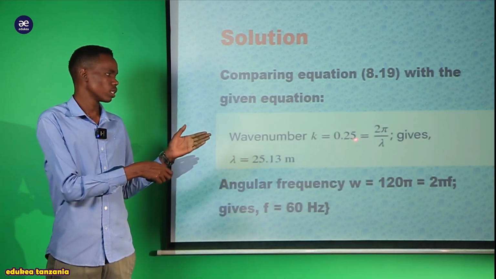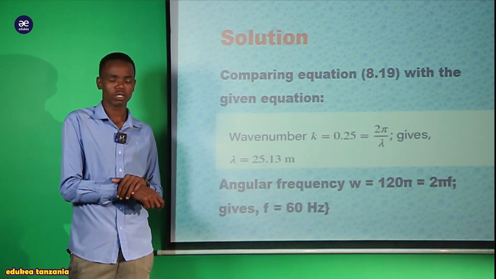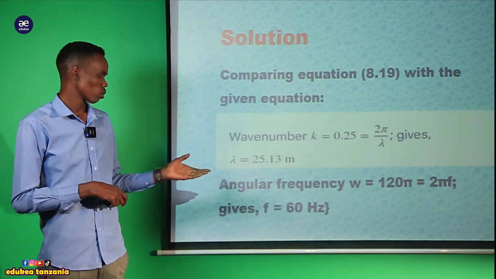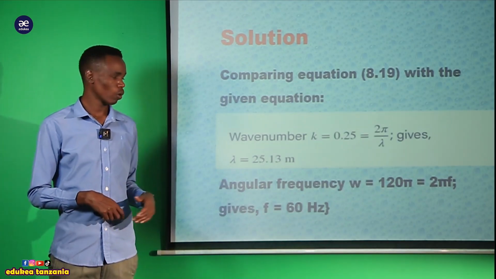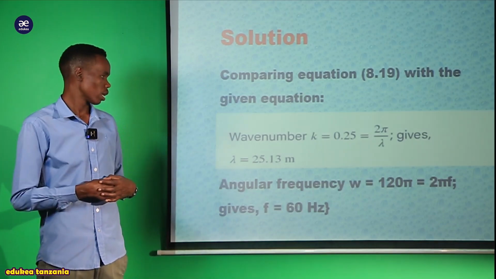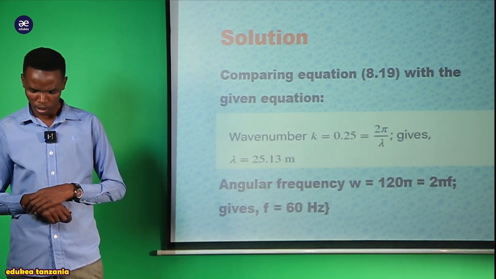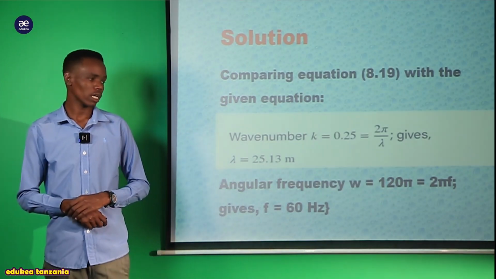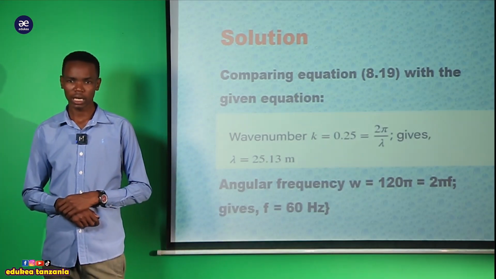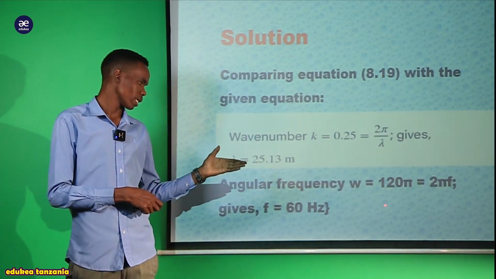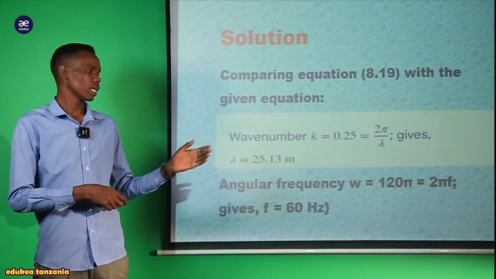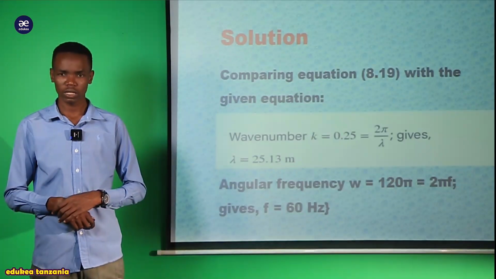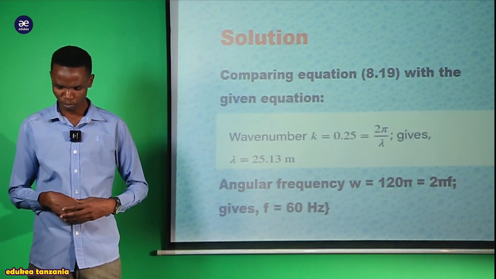also we should use this relation wave motion ambayo ni sawa na 0.25 tuliyopewa kwenye swali letu, lakini kwenye formula yake ni sawa na 2 pi divided by the wavelength. Kwa tutaweza kumpata pale huyu wavelength atakuwa ni ukicross multiplication atakuwa ni sawa na 25.13 meter. So after there, huyu angular frequency w atakuwa ni sawa na 120 pi, my dear students, which is equal to 2 pi f. Kwa atakuwa ni sawa na 120 pi, pia ni sawa na 2 pi f. And this could give us f is equal to 60 hertz as we observe here.